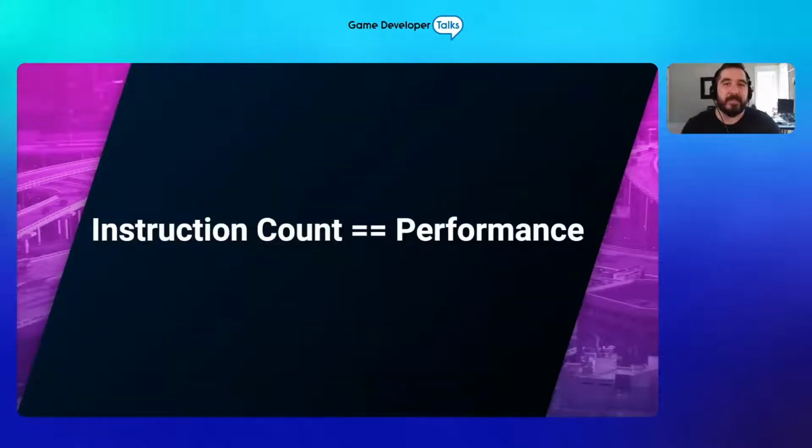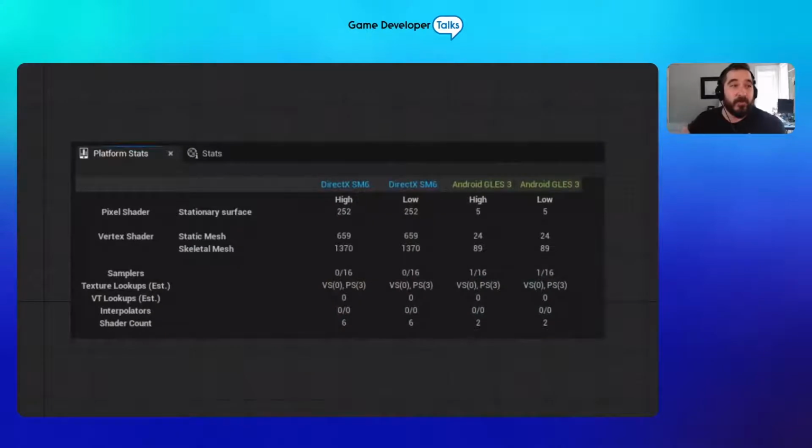And it's tough because in the Unreal Engine, for example, we show the instruction count for your material in quite a few places. We've even had support for showing specific platform stats and include the instruction counts broken down by vertex shader and pixel shader at all different quality levels, along with all the number of texture fetches and samples. It's all good stuff. Unfortunately, these don't tell the whole story.